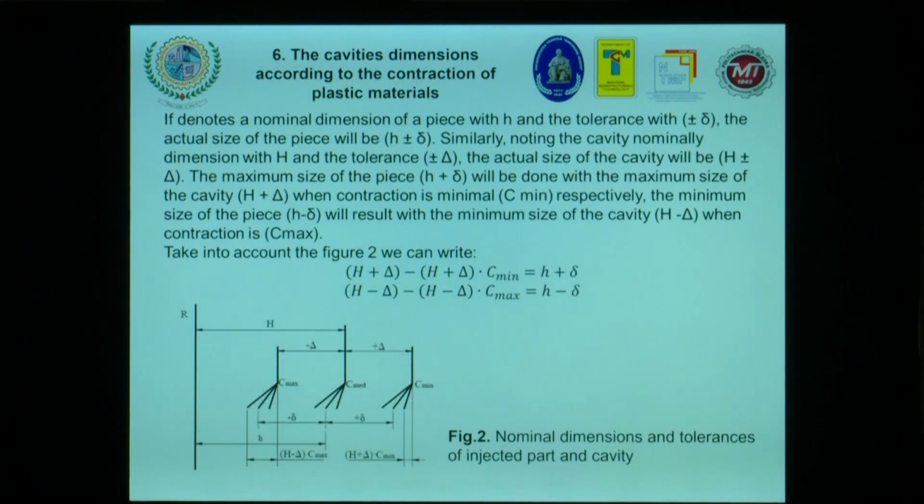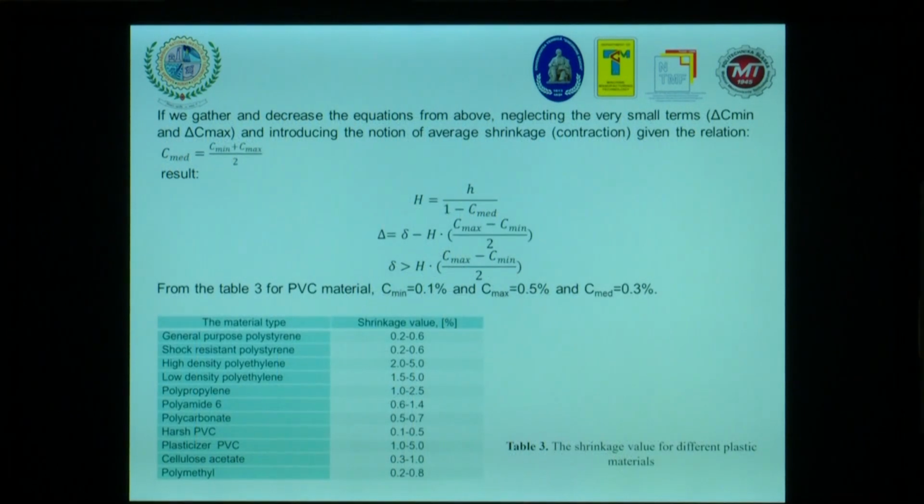Number of mold cavities, and the dimension according to the shrinkage of the plastic material. It's a very, very important step, because we are talking here about tolerance and accuracy.